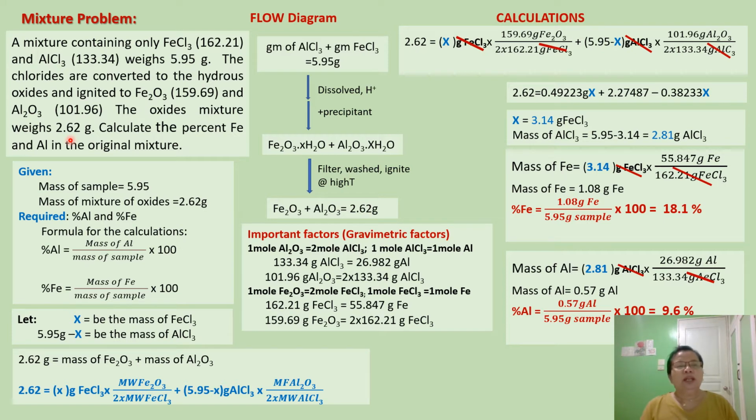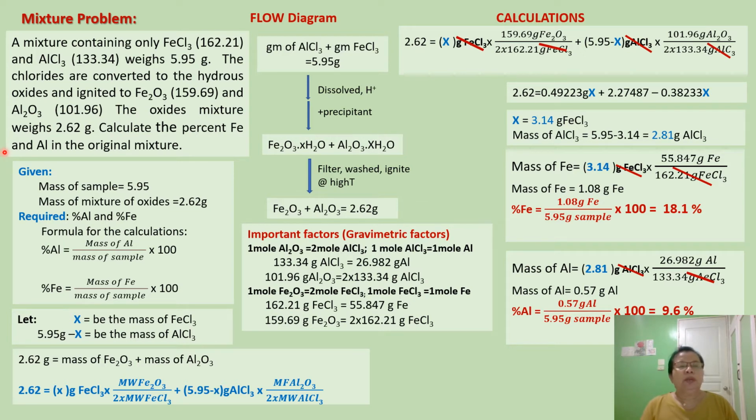Gomez, your online tutor. Today we are going to solve a mixture problem. This is under the topic precipitation gravimetry. Now here is the problem. A mixture containing only ferric chloride and aluminum chloride weighs 5.95 grams. The chlorides are converted to hydrous oxide and ignited to ferric oxide and aluminum oxide. The oxide mixture weighs 2.62 grams. Calculate the percent iron and percent aluminum in the original sample.